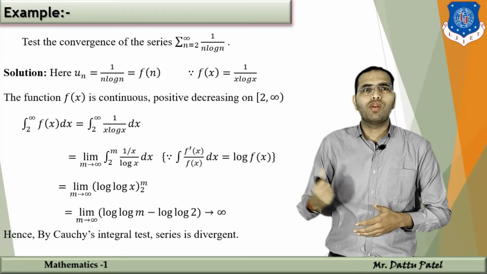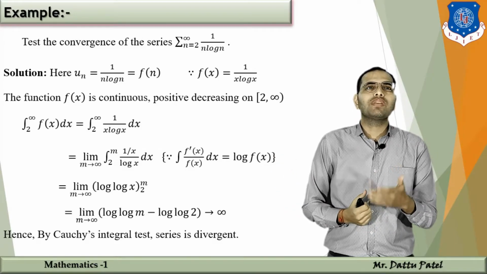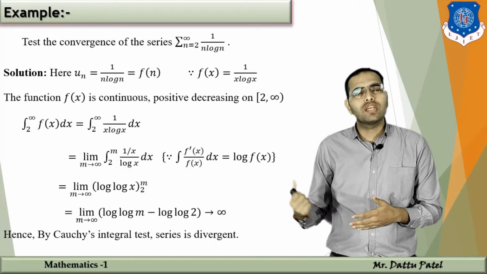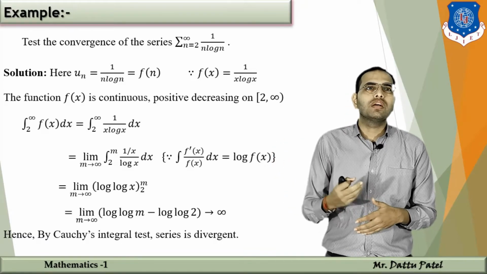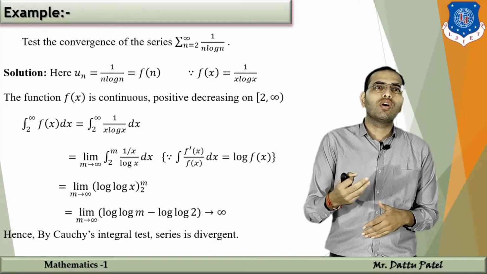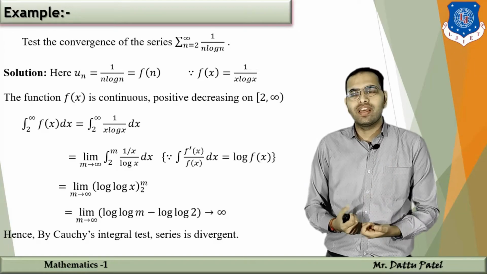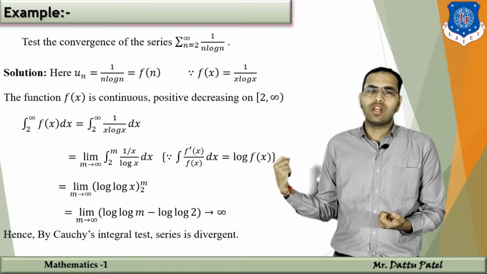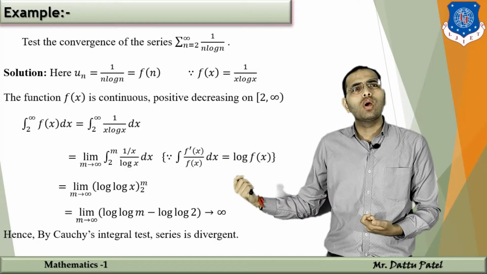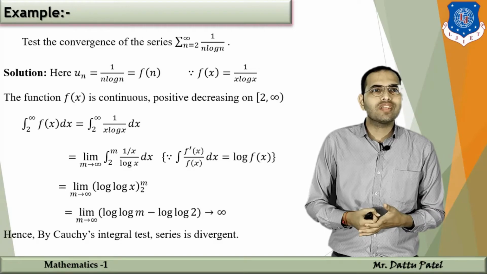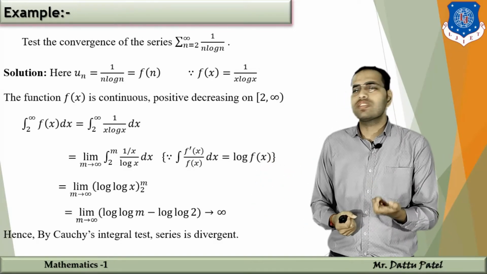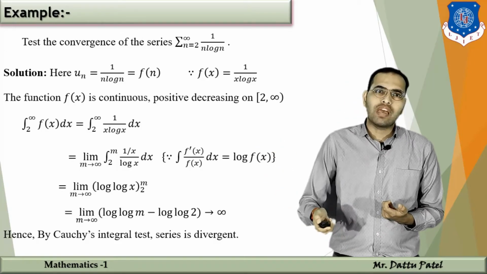Now applying this formula, we get limit m tends to infinite log of x. Now applying the upper limit minus lower limit, it becomes limit m tends to infinite log of m minus log of 2. Here m is infinite, so the first term is infinite and log 2 is finite, meaning infinite minus some finite value, which tends to infinite. Then according to the Cauchy integral test, our answer tends to infinite, so we can say that the given series sigma un is divergent.